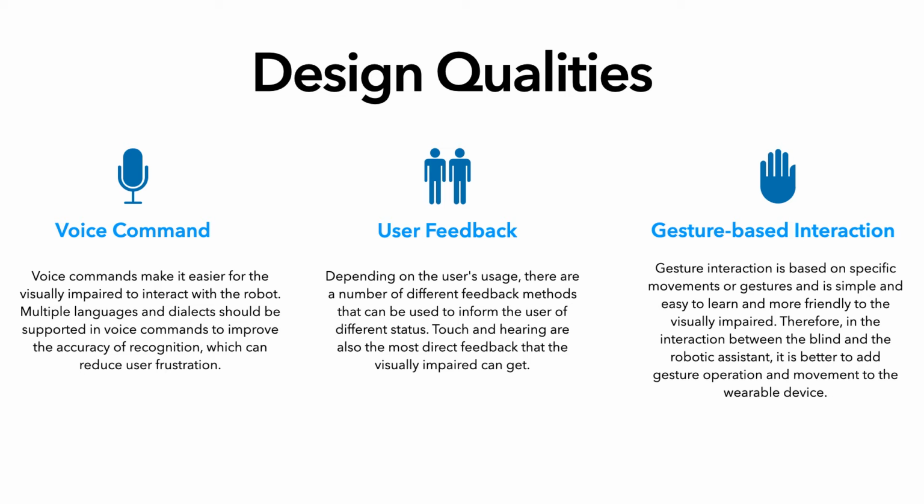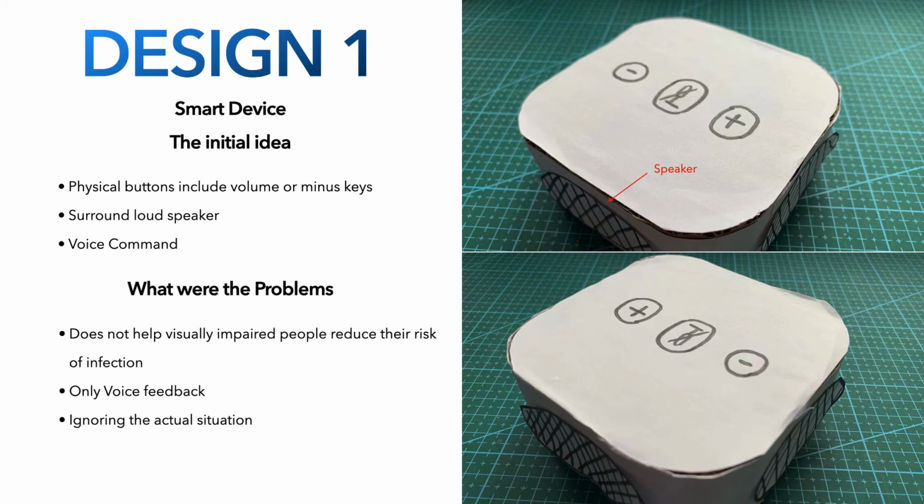Gesture interaction is based on specific movements. Our gestures are simple and easy to learn, and more friendly to the visually impaired. Therefore, in the interaction between the blind and the robotic assistant, it's better to use gesture operation and move to a wearable device. The initial idea was a smart device which has physical buttons, including volume or menu keys, and a surrounding speaker.